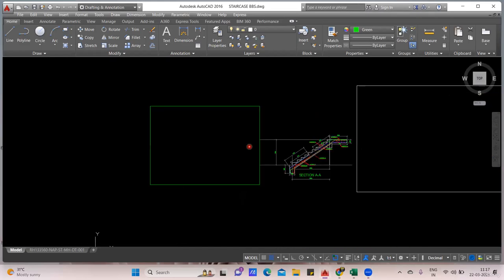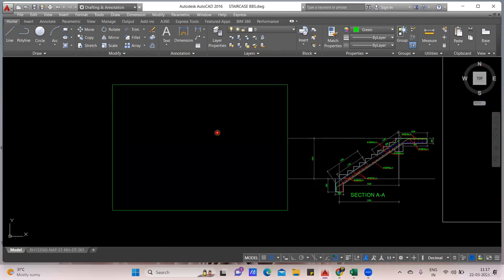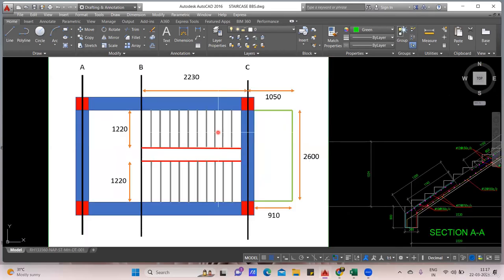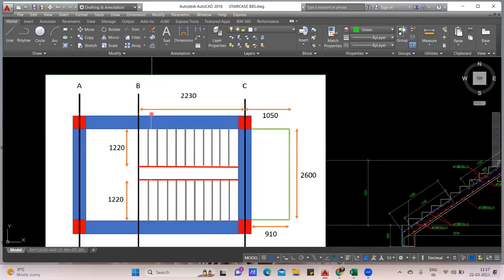Okay. So before that, we need to understand the plan that is given. This is the plan I have, and these are the steps we can see here. And the width of each of the flights: this is flight number 1, and this is flight number 2. So it is 1200. This is given as 1200. Each of the flights is given 1200, and this is a going part.